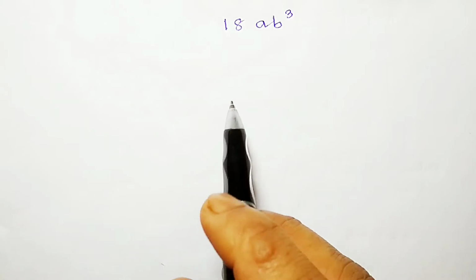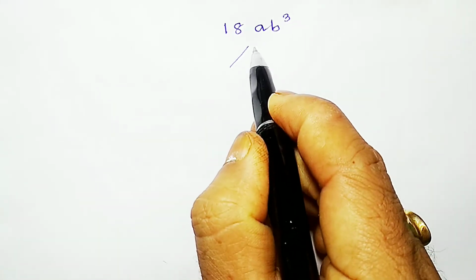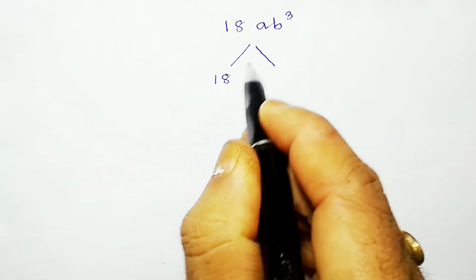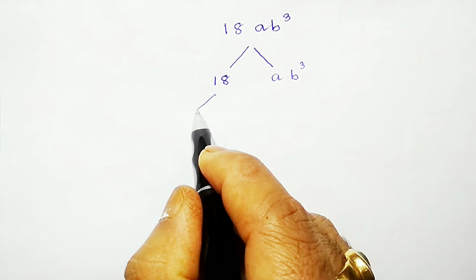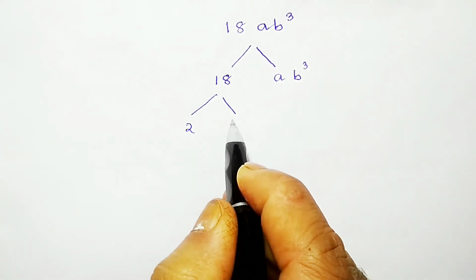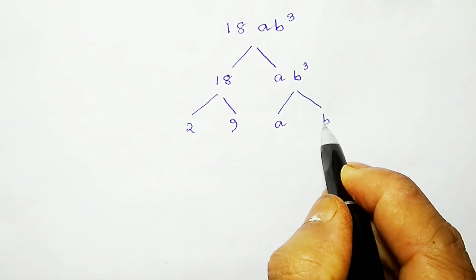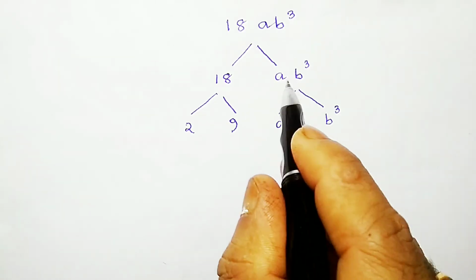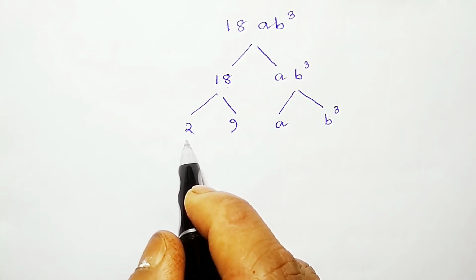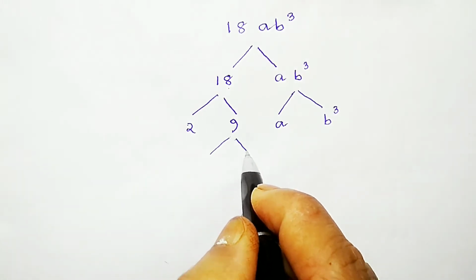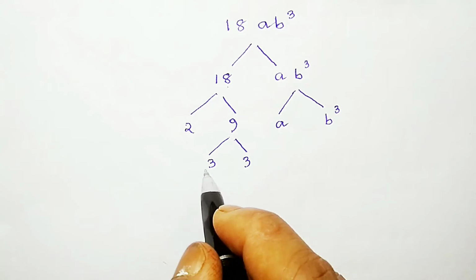Suppose we want to find the factors of 18ab cube. Now 18ab cube I can split like this. Here it will be 18, and here I can write ab cube. Now again this 18 can be written as 2 and 9. We know 2 into 9 is 18. And ab cube I can write as a here, b cube here, a into b cube. This 2 is a prime number which cannot be further divided. Now 9 can be written as 3 into 3. And these 3s cannot be further divided because they are prime numbers.